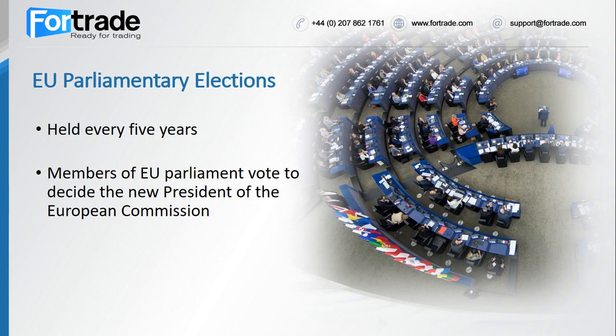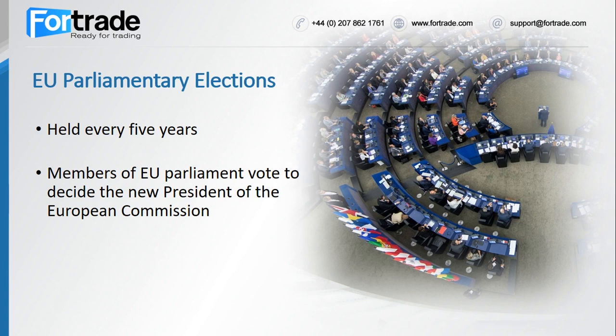So, EU parliamentary elections. They're held every 5 years, and members of EU Parliament vote to decide the new president of the European Commission. Since 1979, EU parliamentary elections are held every 5 years, with more than 400 million EU citizens having the right to vote. It's the only EU institution that is directly elected, and winning members sit in the European Parliament.